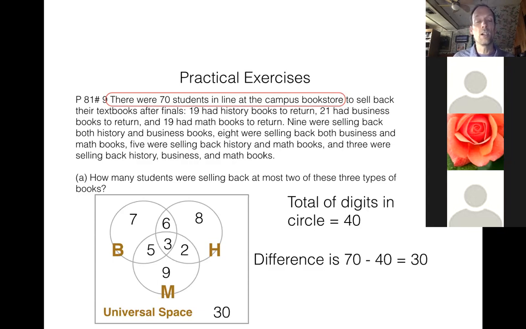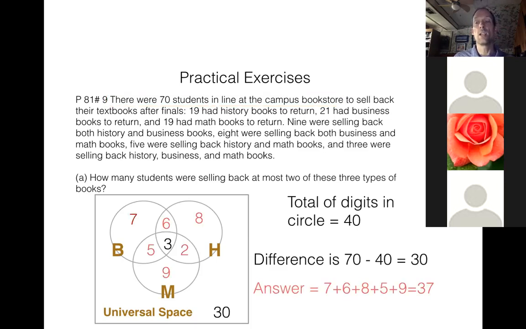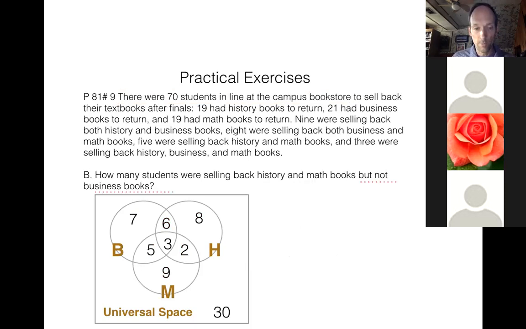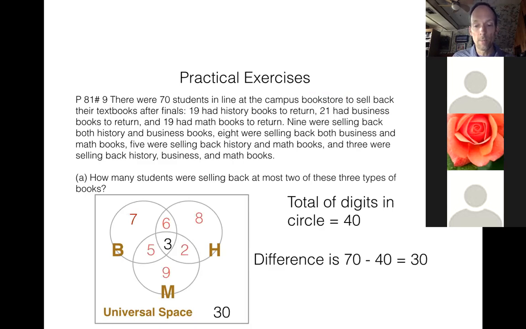Any questions on anything we've done, comments, concerns, anything like that? Okay, so let's go ahead and let's start to think of part A here. Part A is going to ask us, okay, how many people are selling back at most 2 of the 3 types of the books?